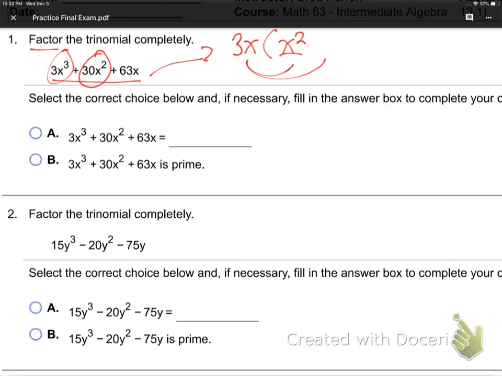Let me see here. 10x. And what goes last? 3x times what? 3x times 21 will go back to 63x.